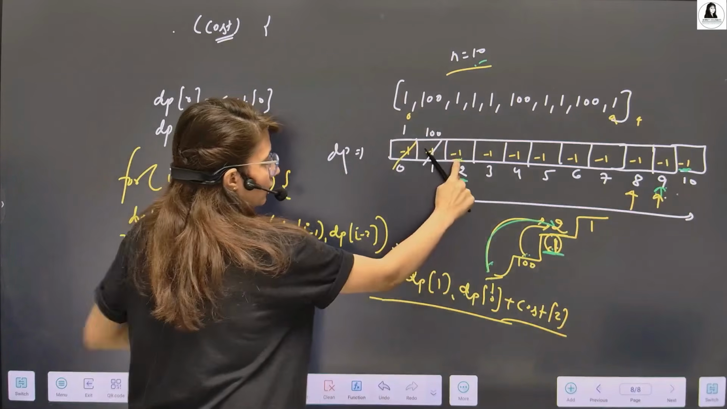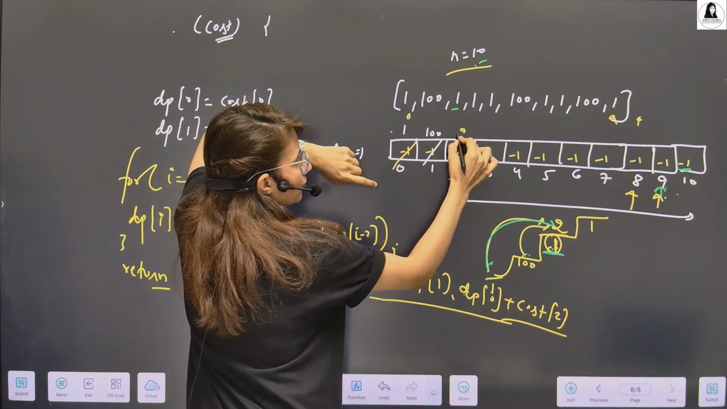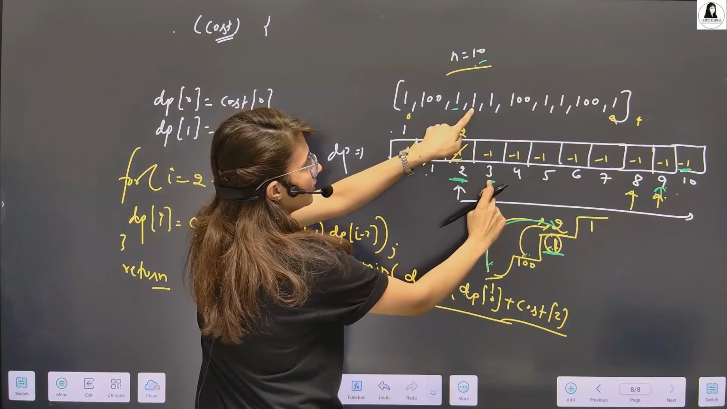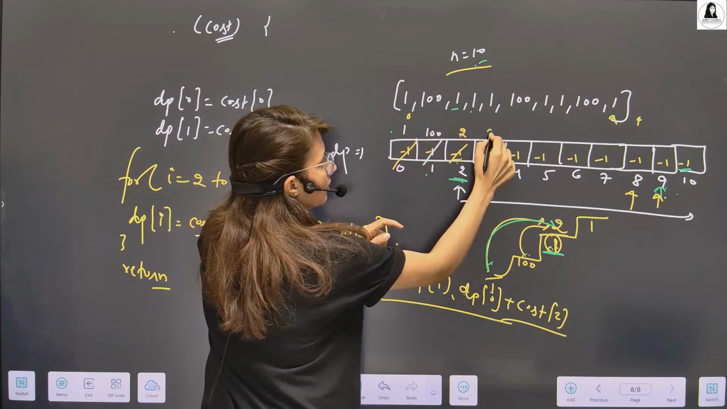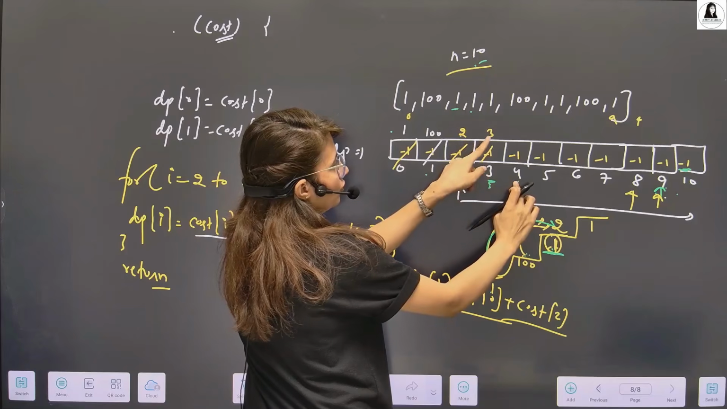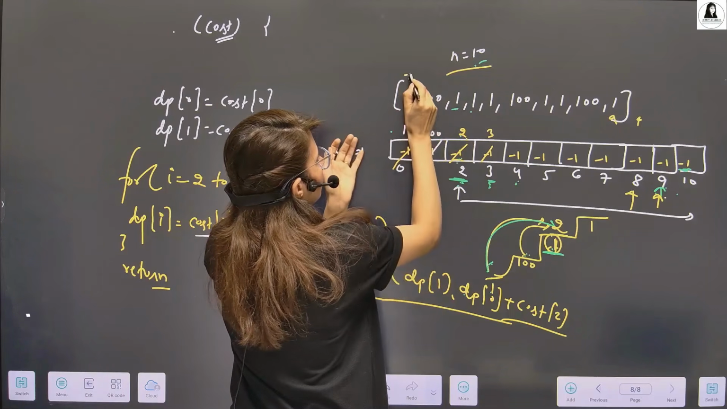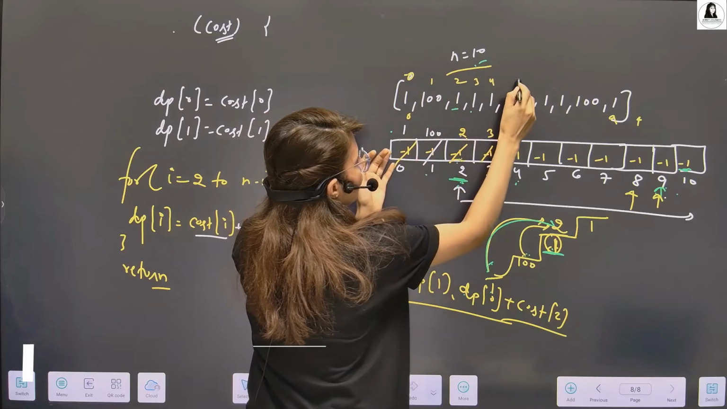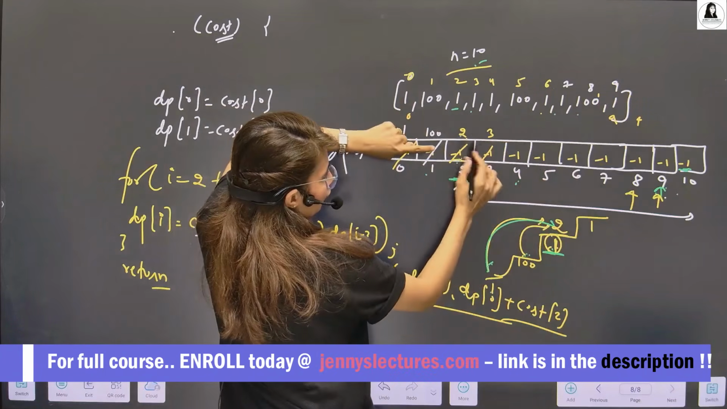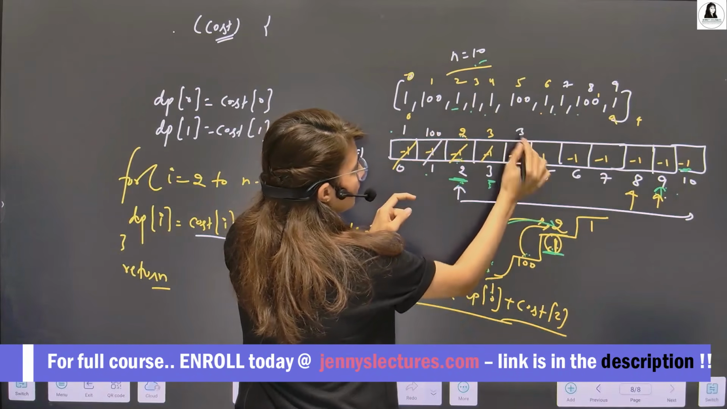Because if you have to reach here, take the minimum, that is 1 plus 1. It will be 2. If you have to reach here, take the minimum from these two, that is 2. At 3 we have one value, so 2 plus 1, that is 3. Here, the minimum of these two, 2 or 3, is 2. At 4, let's write down 0, 1, 2, 3, 4, 5, 6, 7, 8, and 9. This is my cost array. So the minimum is 2, the cost of 4 is 1. 2 plus 1, that is 3.